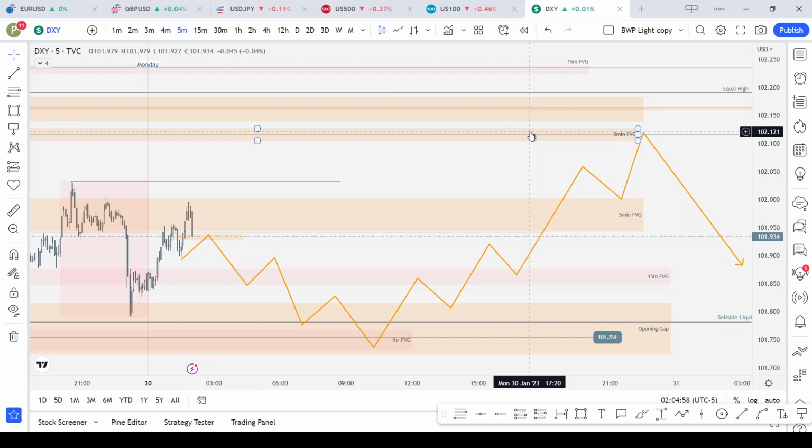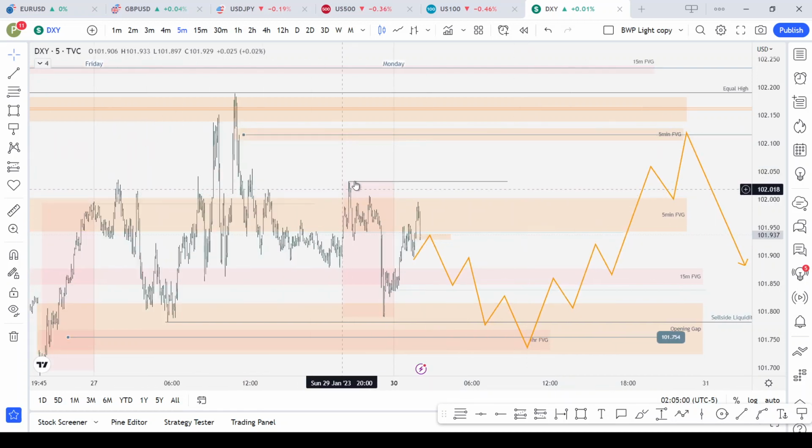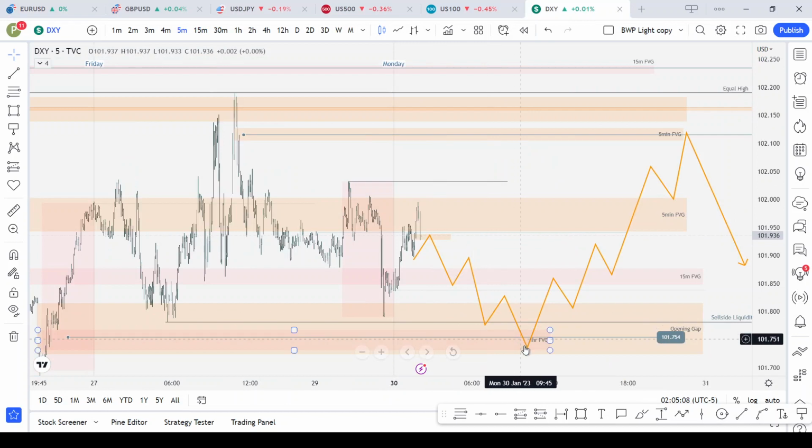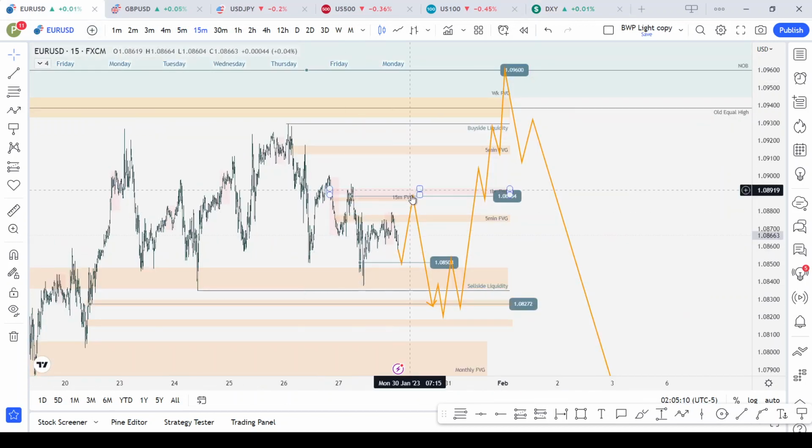This was rejected again. I wouldn't like this high. I would like it if it drops down here. That will allow EU to rally to this level. If DXY can drop down here, that will allow EU to rally to this level for an extremely high probability short to target these lows. Okay, so that's that on DXY.